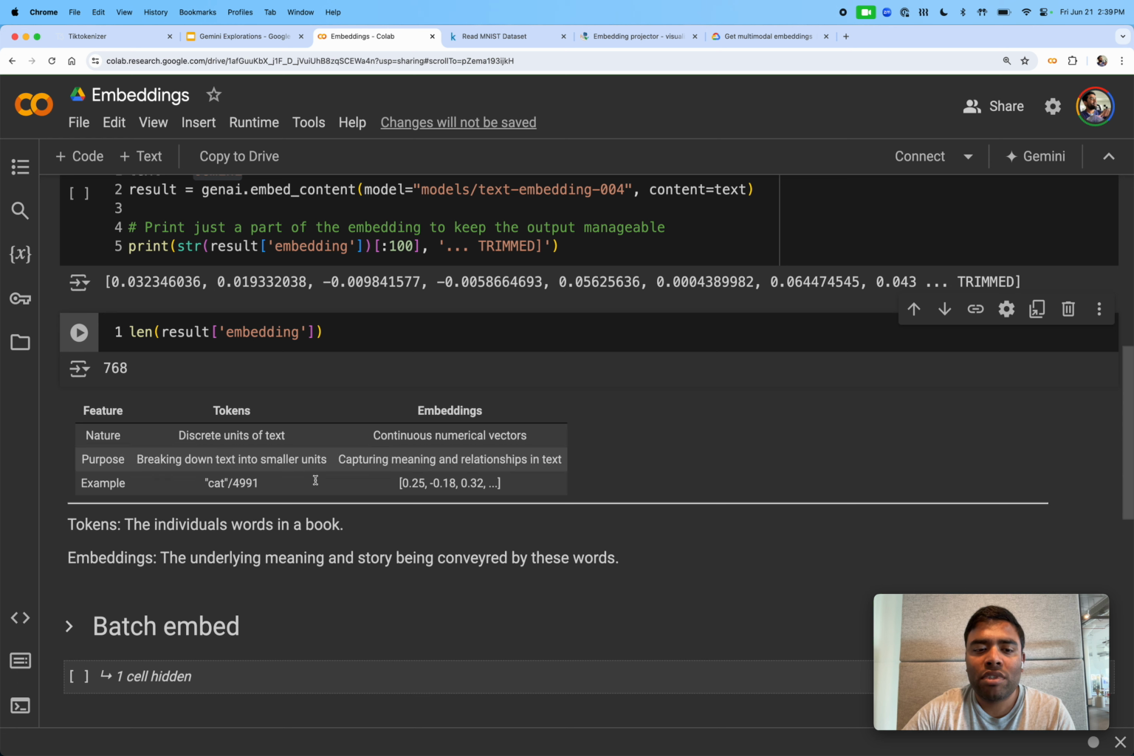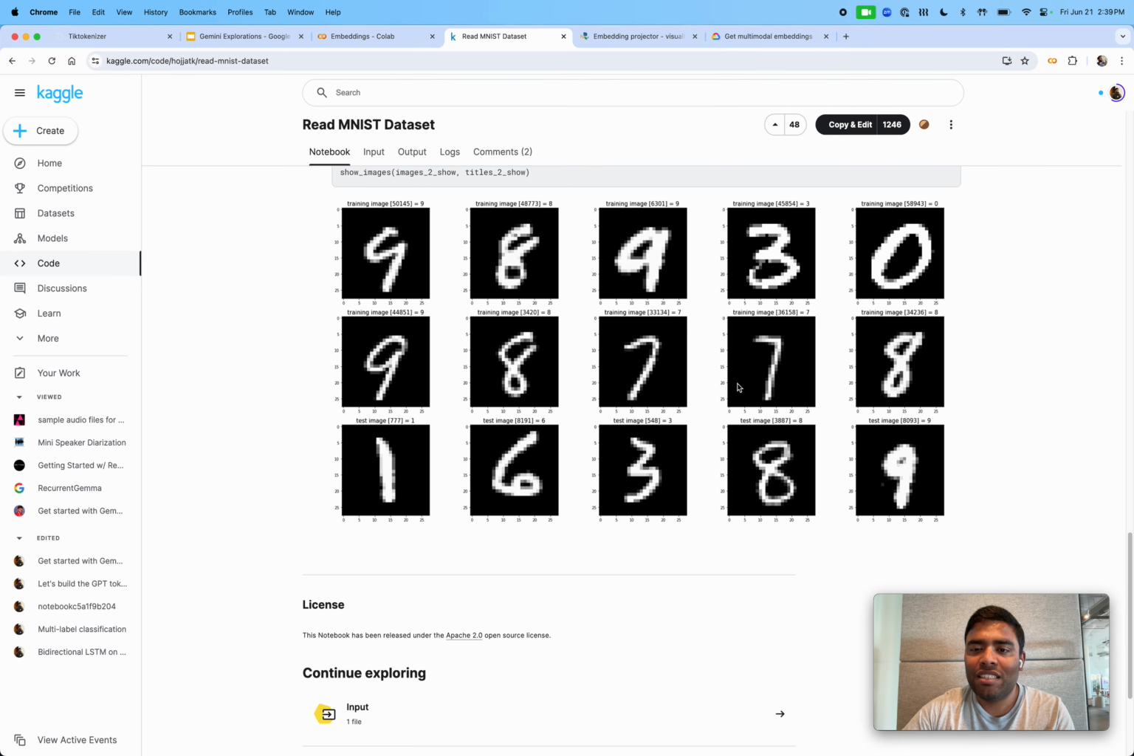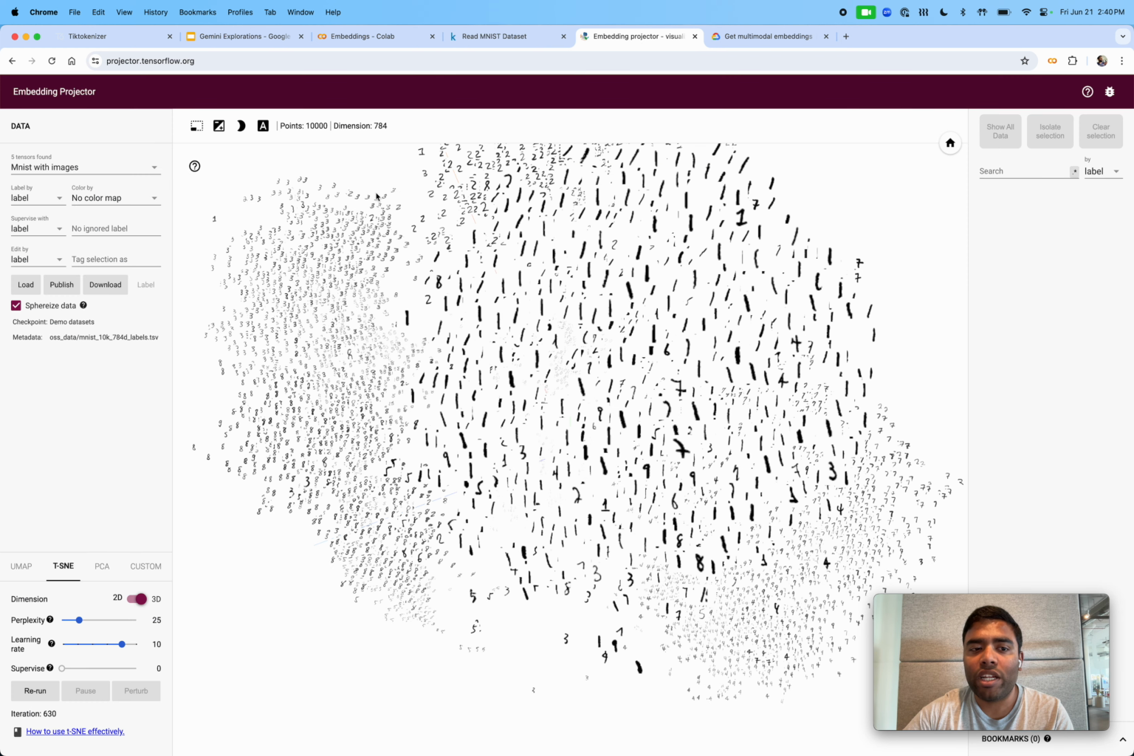Okay, so this is well and good, but it's not really a good way to look at it. So let's find a good way to look at it. This is the MNIST dataset, a dataset of handwritten digits. This was used quite a lot to recognize the digits from the images themselves. And here is an embedding view of those where we have selected the MNIST with images dataset, and then we ran 630 iterations on it to build this dimensional graph.